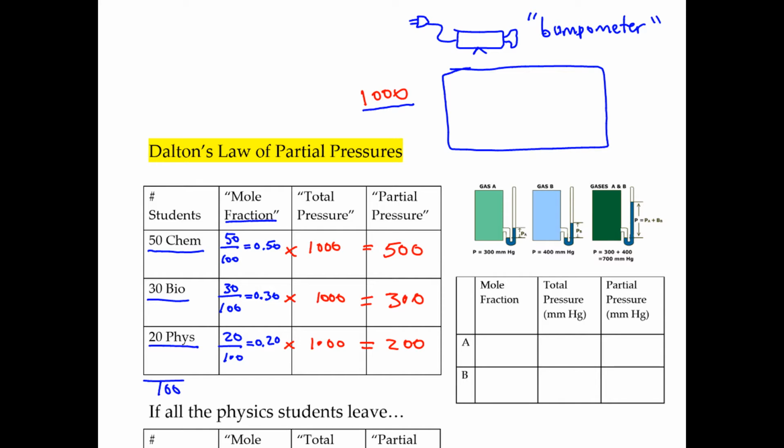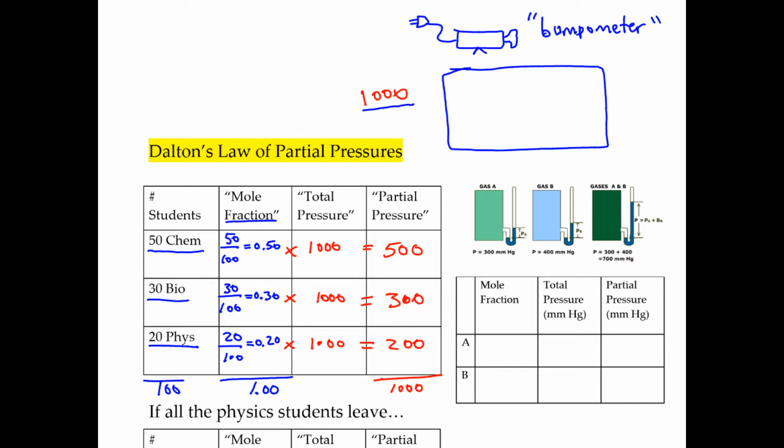Okay, so you'll notice some interesting things. First of all, that the total mole fraction is always 1, because it's like 100%. And of course, you're going to notice that the total of all the pressures is 1,000, because that's how much there was total from the beginning.